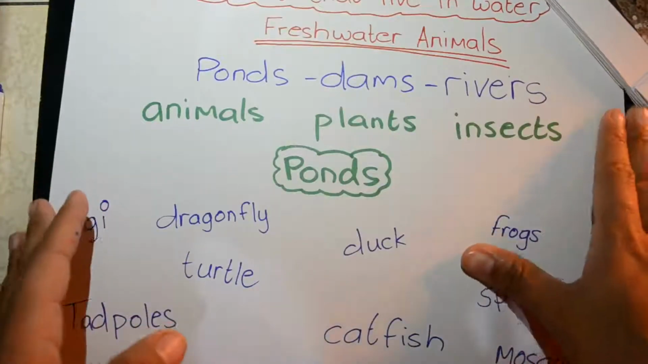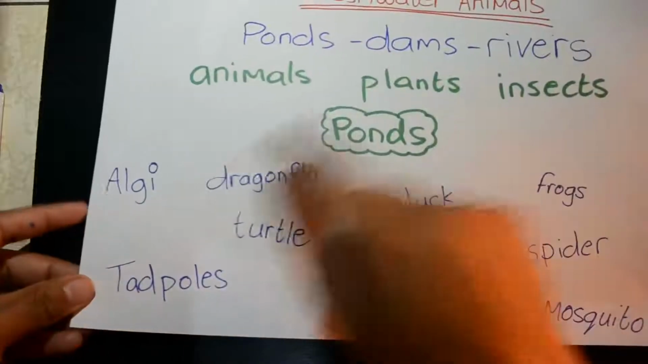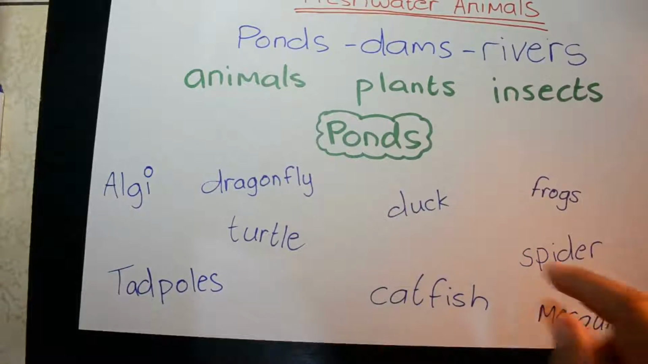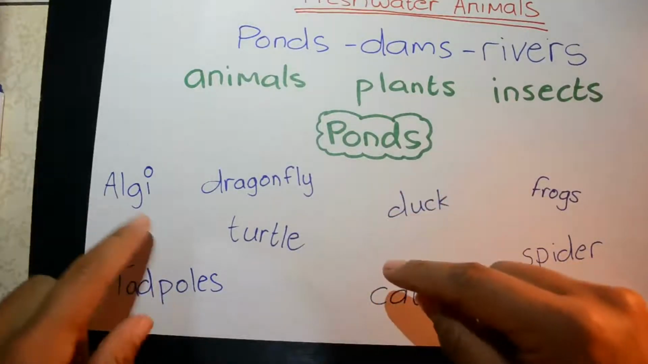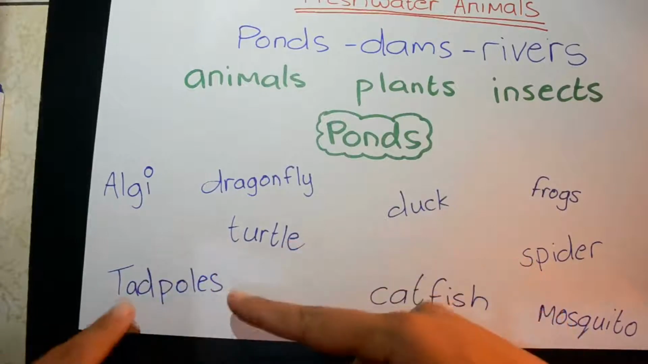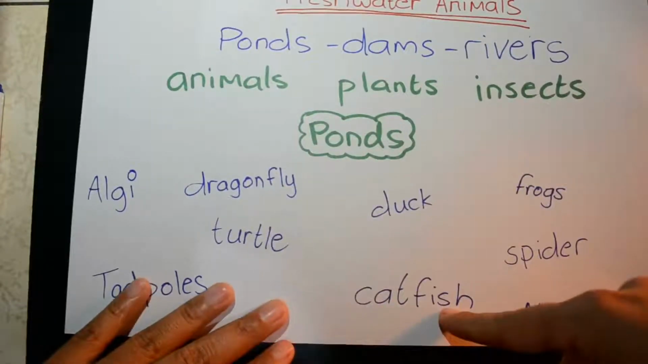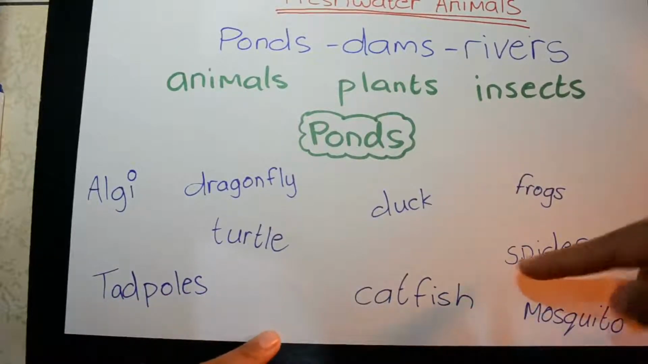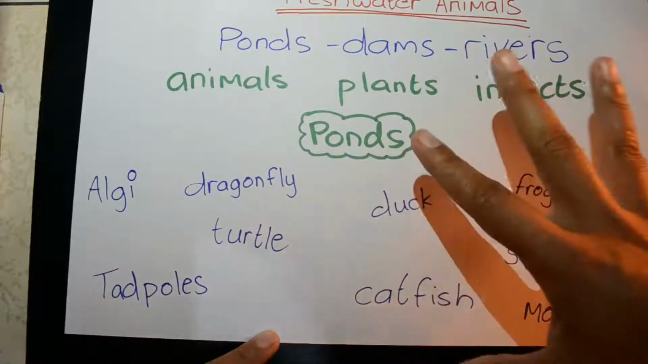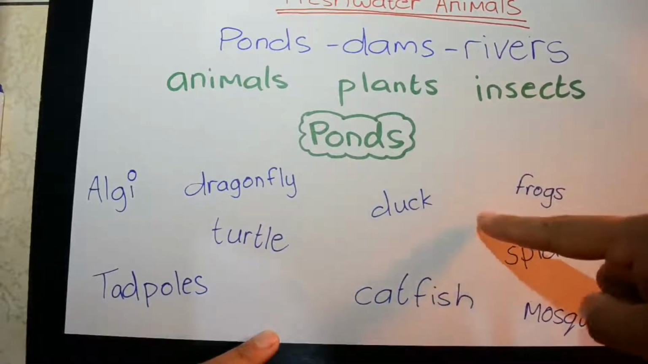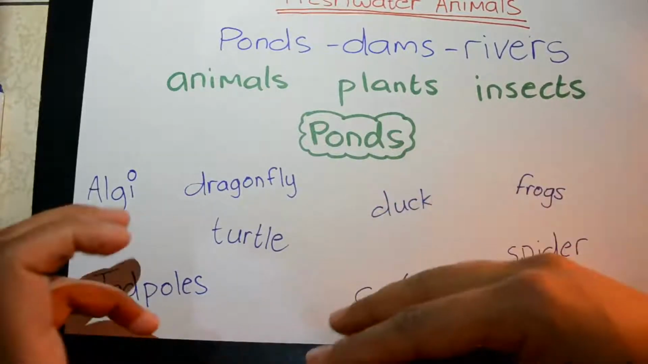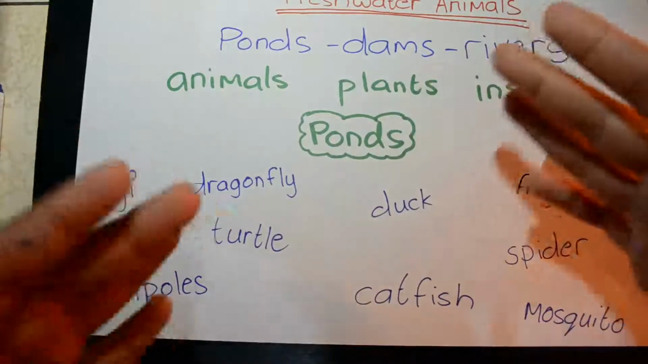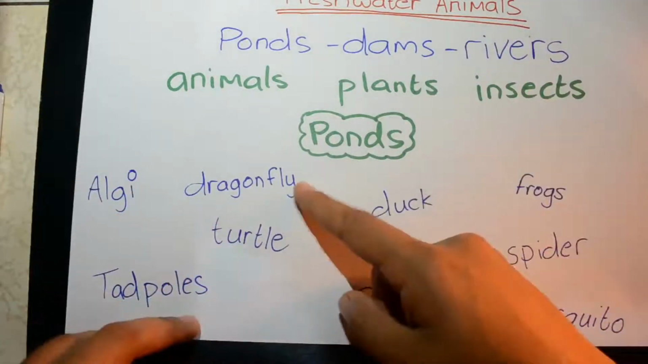In a pond, like I said, you'll find some of these animals here. You'll find a dragonfly and frogs. There are other things that live in ponds too: turtles, tadpoles, and catfish. There are mosquitoes that fly above, which I'm sure you've seen, and some spiders that sit on the water. Ducks come and float on the water, so they live on land and can also enjoy the water.